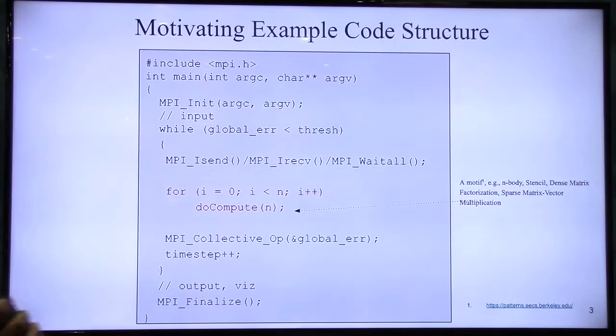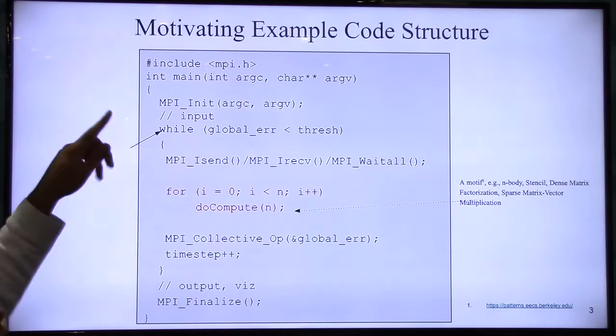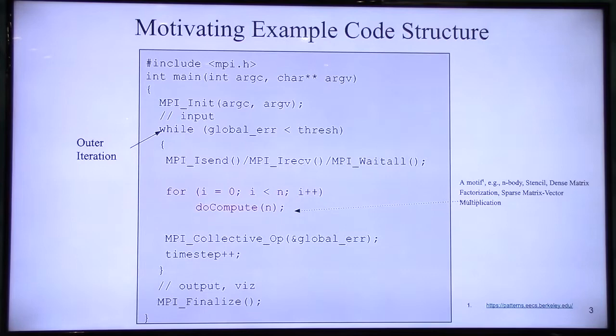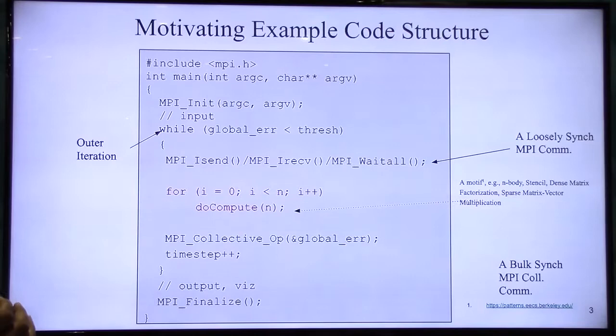So let's take a step back and think about HPC applications. What do they look like? Well, you first have typically an MPI init, followed by this time step loop, which is the outer iteration. Within that iteration, there's a border exchange or some side of either blocking or non-blocking MPI communication, and that could be a loosely or bulk synchronous MPI collective communication.